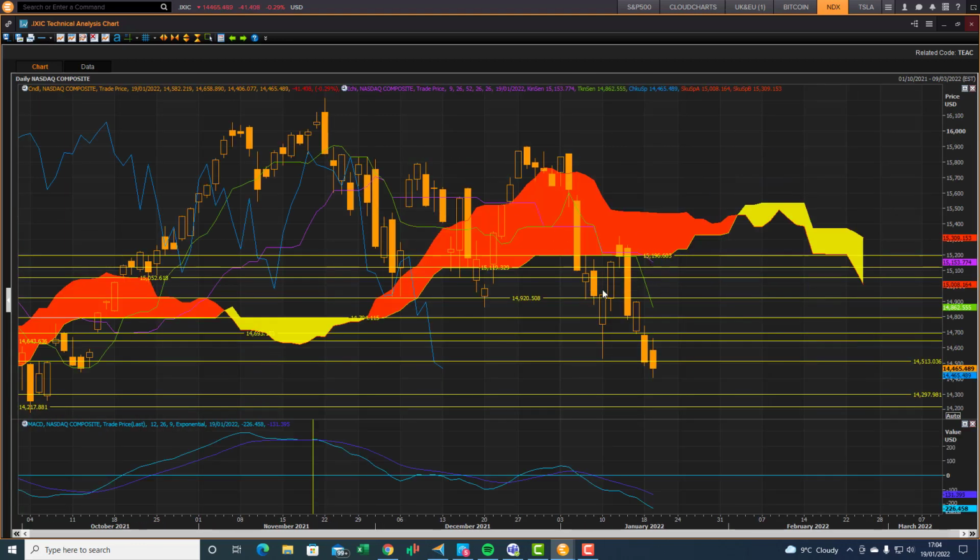But so far, the Nasdaq Composite remains in a bearish outlook based on the daily Ichimoku cloud.